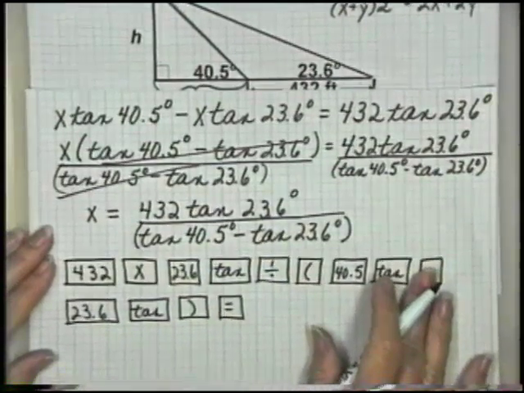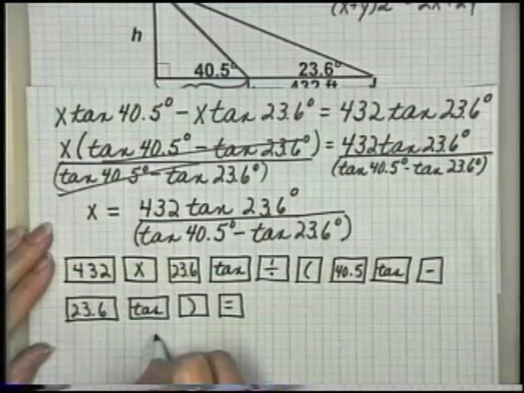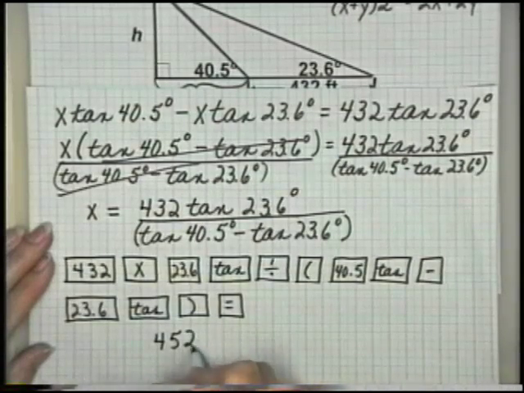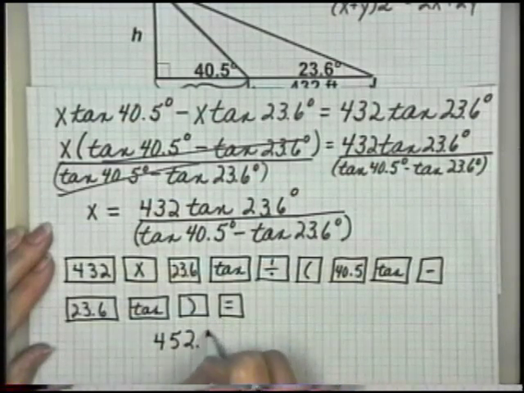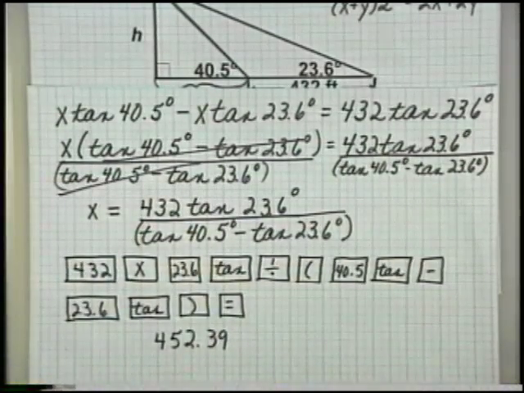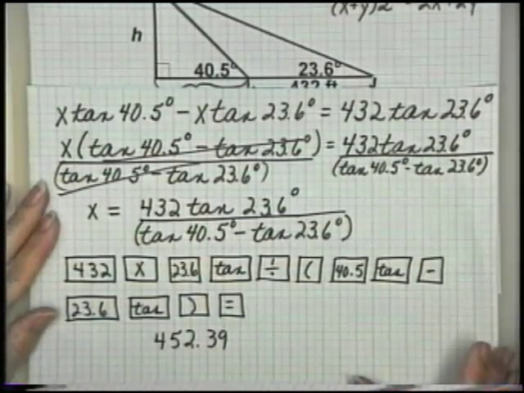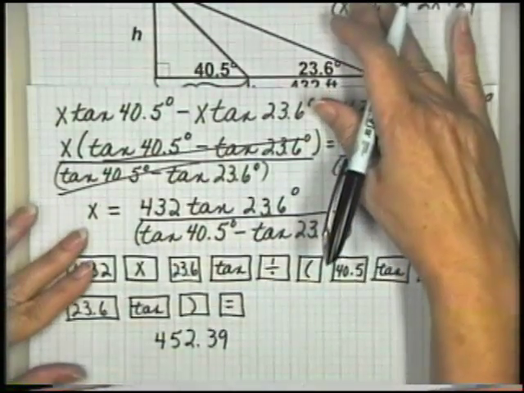Alright, here's what I got, and we will certainly need to round this, but let's just look at what I got. I got 452.39, and it keeps on going, 70212, but we don't need all those digits to round.